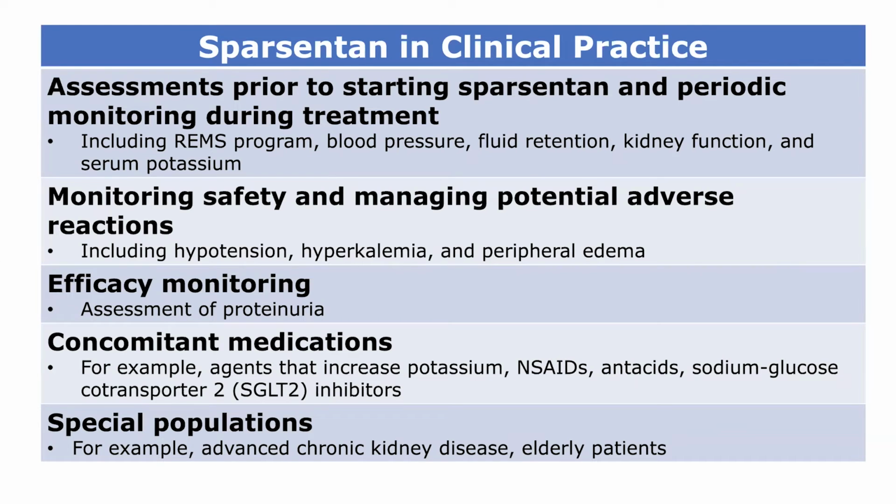Additionally, the paper provides guidance on key topics related to treating patients in clinical practice, including assessments prior to starting sparsentan and periodic monitoring during treatment, monitoring safety and managing potential adverse reactions, efficacy monitoring, including the assessment of proteinuria, concomitant medications, for example, the use of SGLT2 inhibitors, and special populations, for example, advanced kidney disease and elderly patients.